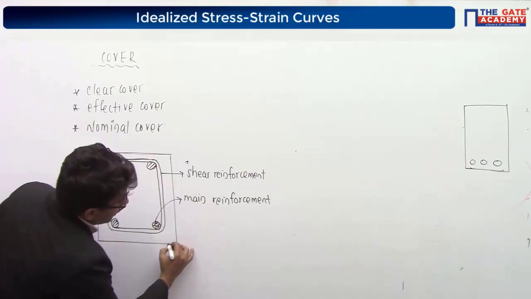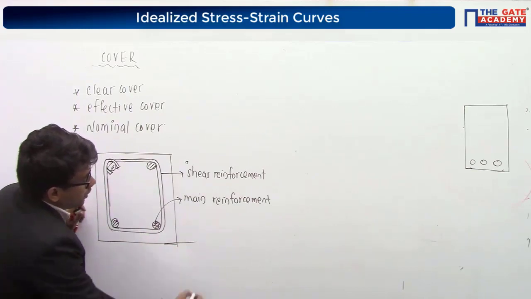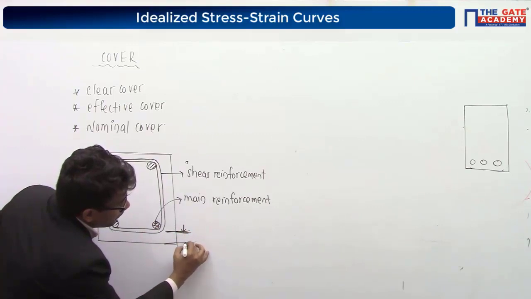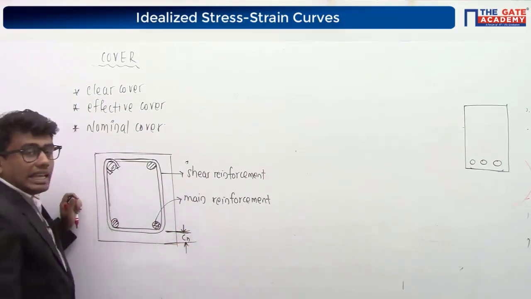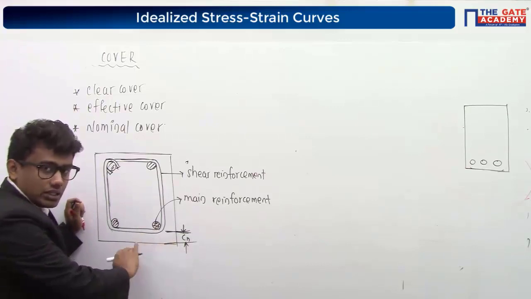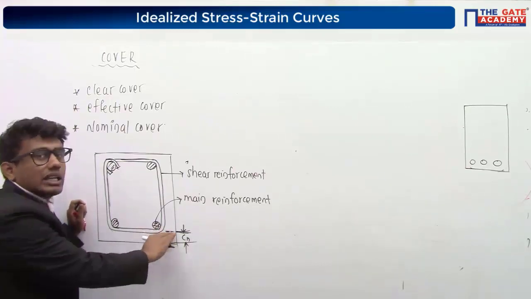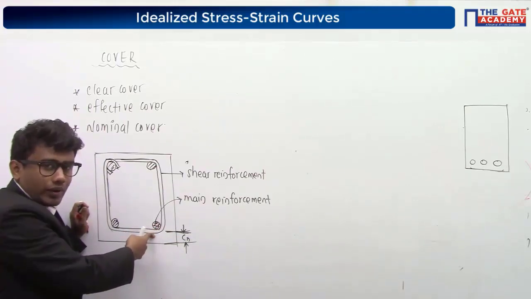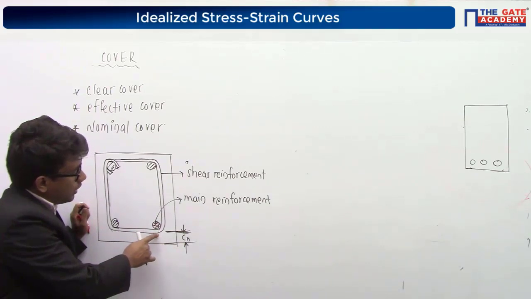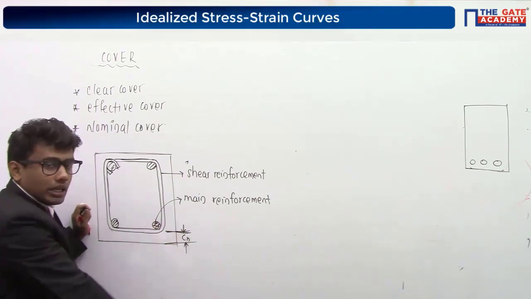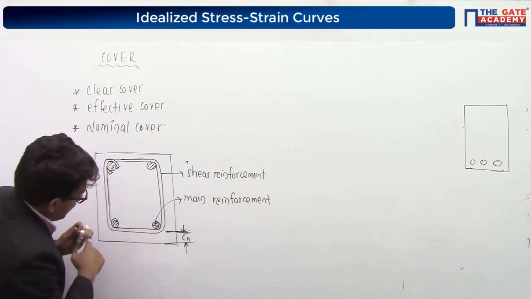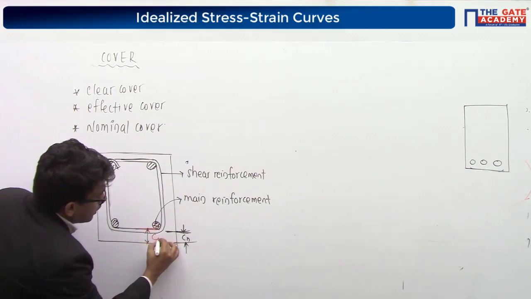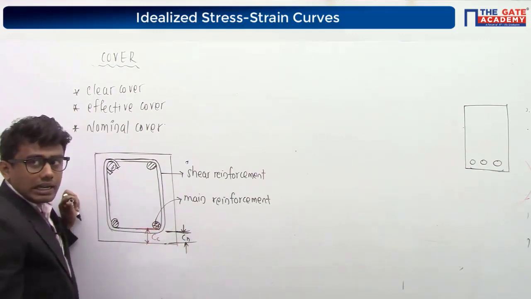The distance from the nearest face of the concrete to the nearest reinforcement is called our nominal cover, which I am going to consider as CN. It is the distance from the nearest face of our concrete to the nearest face of any reinforcement. It can be our main reinforcement or our shear reinforcement. If we are providing shear reinforcement, the distance from here to this reinforcement is called our nominal cover. And the distance from our main reinforcement, from here to this edge, is called our clear cover.